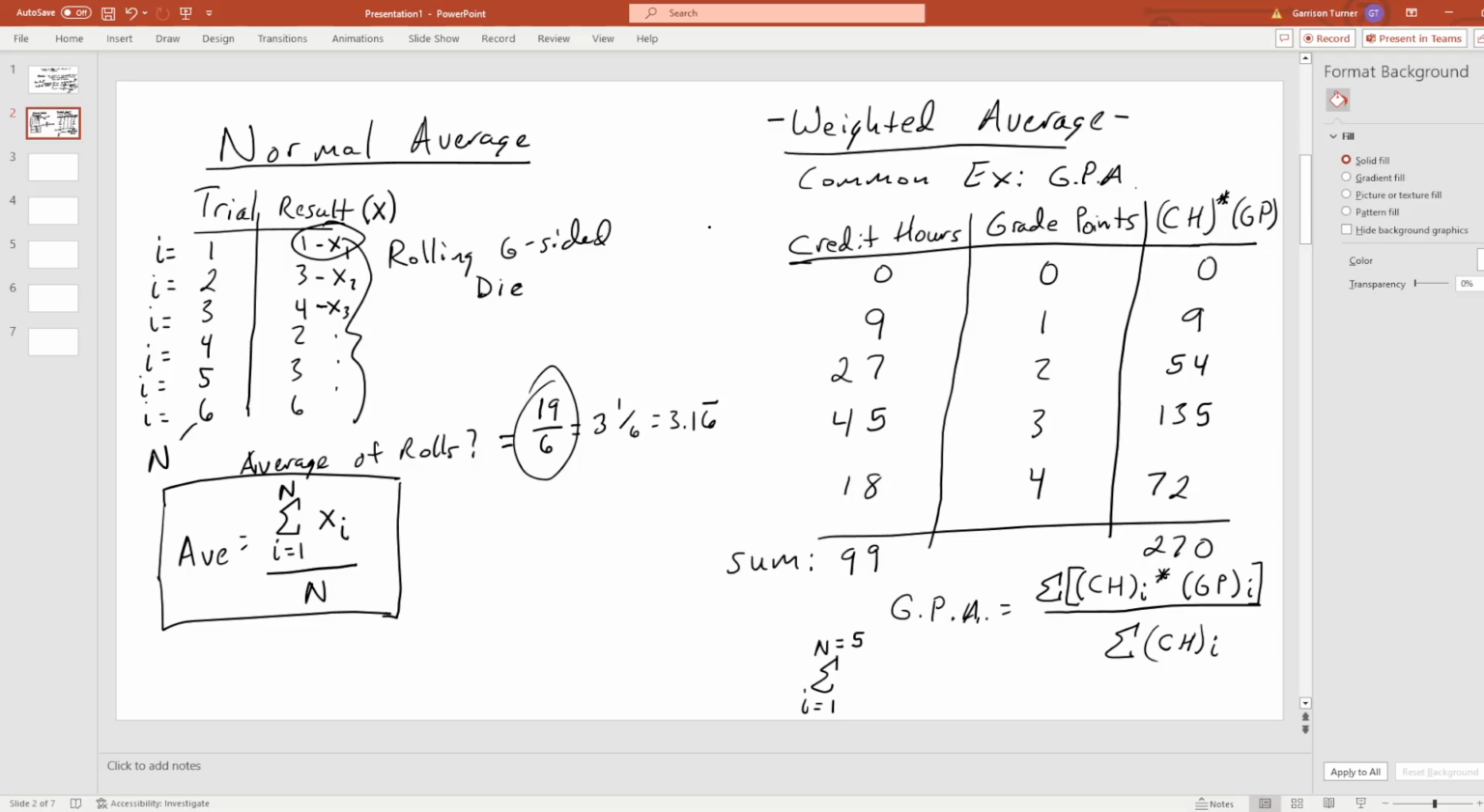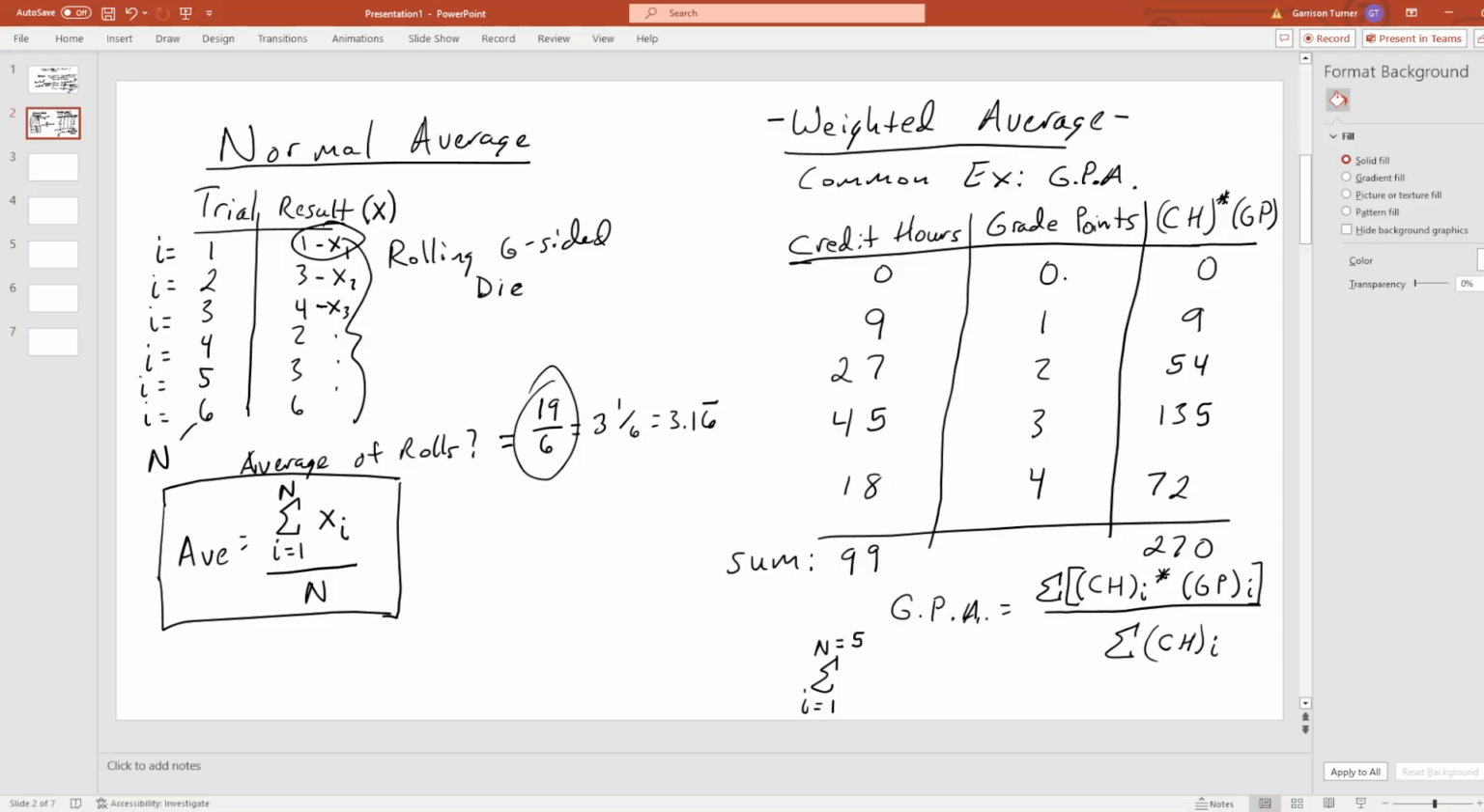But how do we calculate a weighted average? A common example of a weighted average is your GPA. If you've ever been curious what your GPA is, here's how you calculate it. Your GPA is going to be calculated from a combination of your credit hours and your grade points. Let's look at this second column first. If we have a typical 4.0 system, then the highest grade point you can get is 4. And in this system, I'm assuming that our school just grades on A, B, C, D, and F.